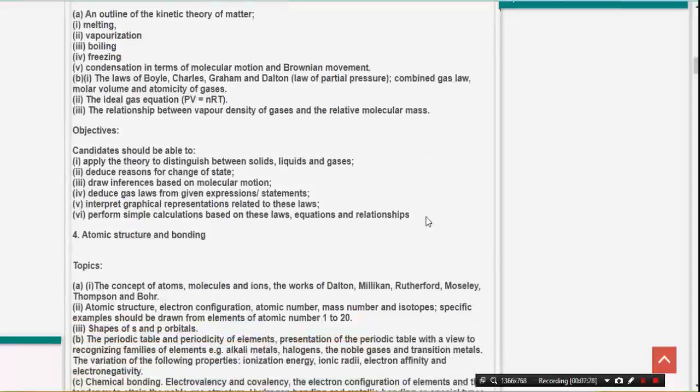Objectives of this section are candidates should be able to apply the theory to distinguish between solid, liquid, and gases. Deduce reasons for change of state. Draw inference based on molecular motion. Deduce gas law from given expressions or statements. Interpret graphical representations related to these laws. Perform simple calculations based on these laws, equations, and relationships.